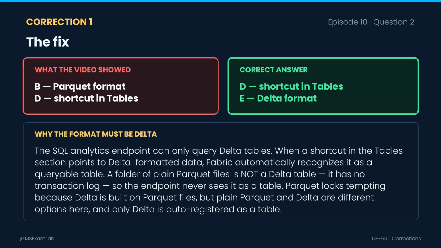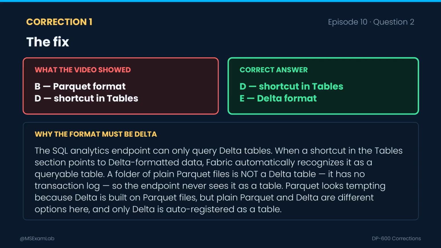So here's the fix. In the video, we chose B, the Parquet format, and D, a shortcut in the Tables section. The location was right, but the format was wrong. The correct pair is D, a shortcut in the Tables section, and E, the Delta format. Here's why the format has to be Delta. The SQL Analytics endpoint can only query Delta tables.